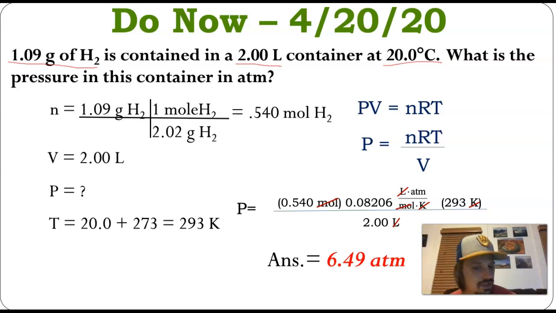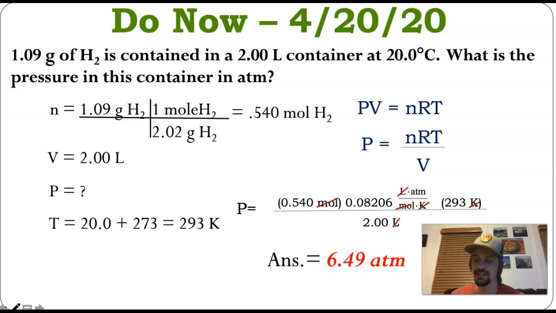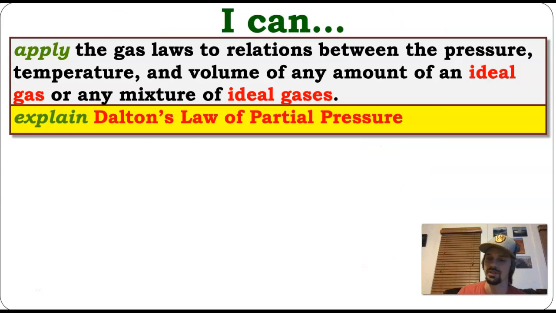Remember, because your pressure is in atmospheres, you need to use the proper R, 0.08206. All right, so hopefully that makes sense. Last week's gas law, PV equals nRT. This week, we're going to move on from ideal gases and focus on mixtures of gases.